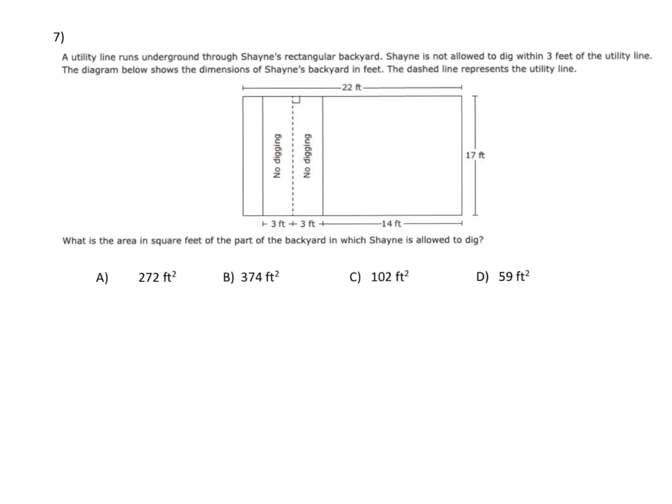Number 7 says a utility line runs underground through Shane's rectangular backyard. Shane is not allowed to dig within 3 feet of the utility line. The diagram below shows the dimensions of Shane's backyard in feet. The dashed line represents the utility line. What is the area in square feet of the part of the backyard in which Shane is allowed to dig? So essentially this is a shaded, non-shaded problem. So let's go ahead and make it official, and let's highlight what we cannot dig.